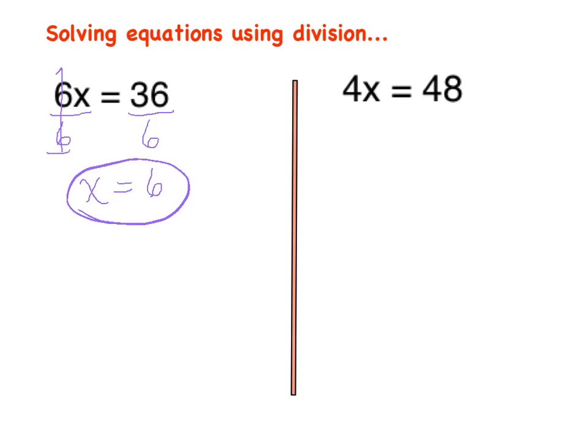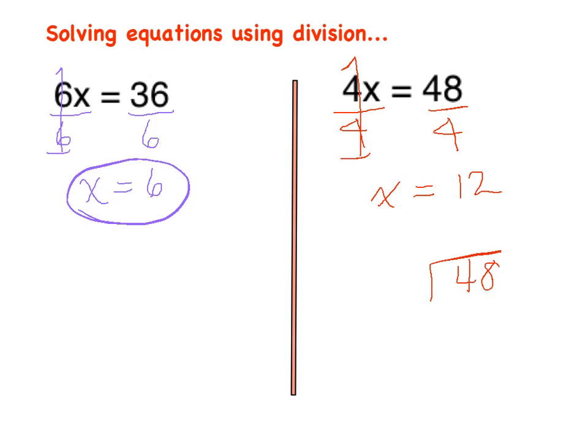Over here on the right-hand side, okay, we have 4x equals 48. Again, that means 4 times x, so I will divide by 4, and I'll divide over here by 4. This becomes my well-chosen 1. I'm left with x is equal to 12, because 48 divided by 4: 4 goes into 4 once, and 4 goes into 8 2 times.